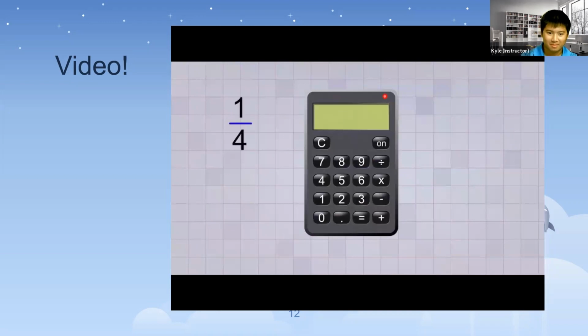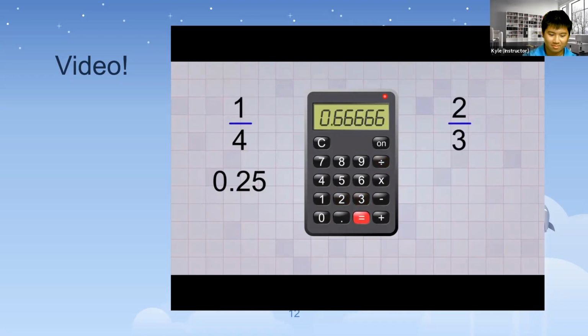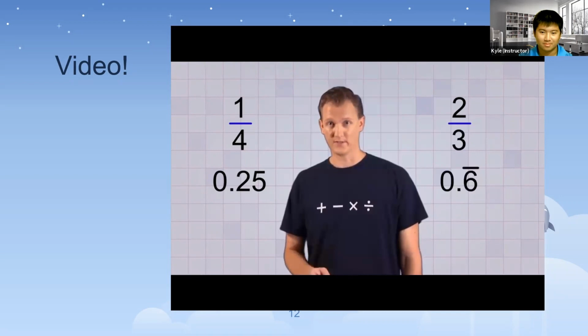To convert 1/4, we just punch in 1 divided by 4, and we get 0.25. To convert 2/3, we just punch in 2 divided by 3, and we get 0. A whole lot of 6's. Looks like we have another one of those repeating decimals. Yep, this way's certainly easier and quicker too, but it's important to know how to do it both ways.